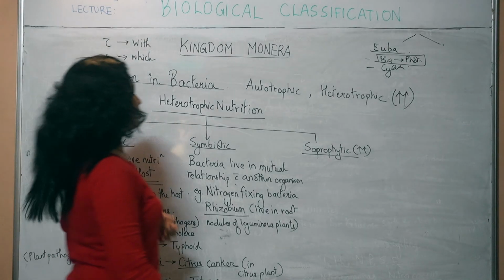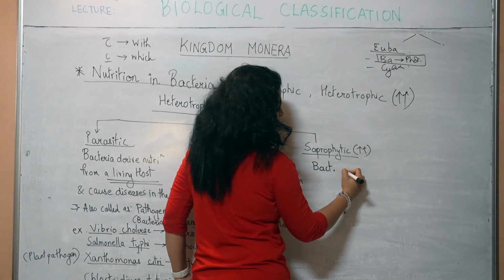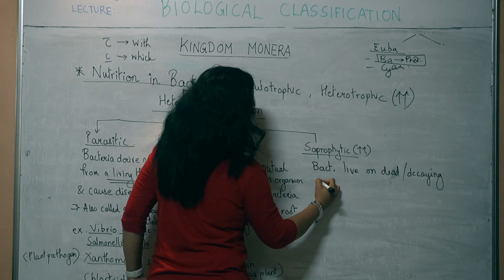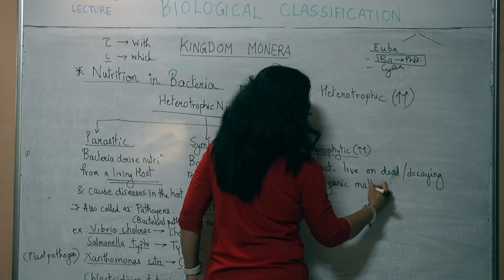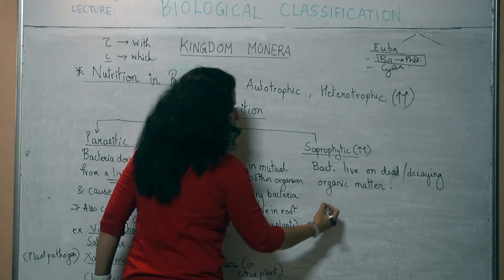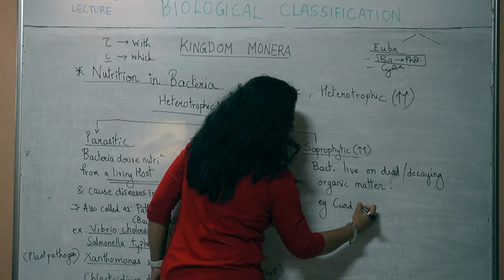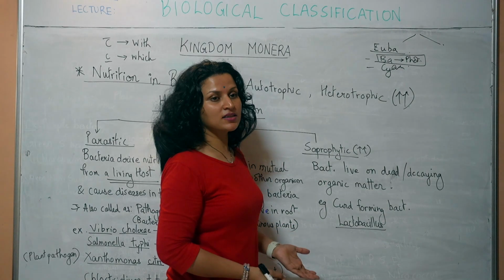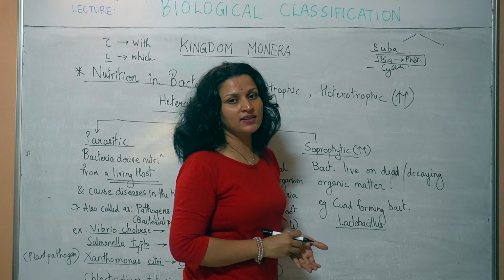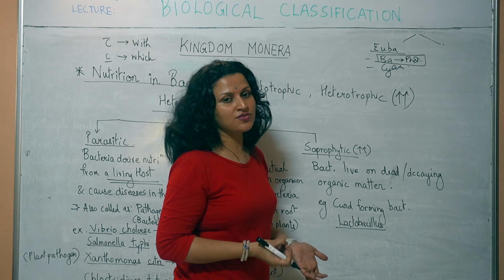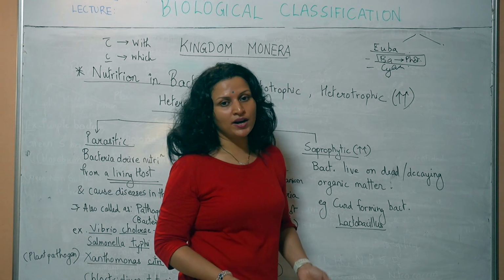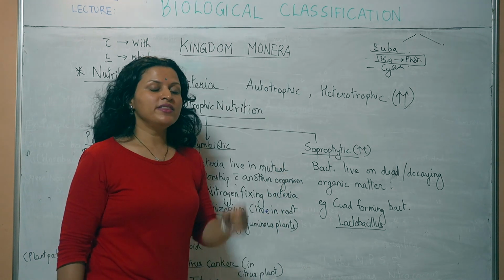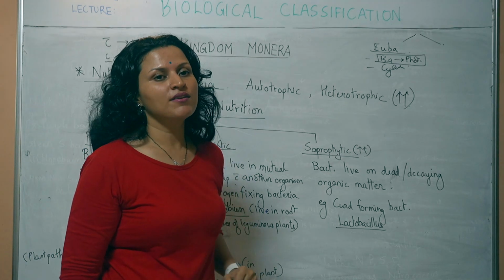Okay? Saprophytic bacteria live on dead, decaying organic matter. For example, curd forming bacteria, Lactobacillus. So what will Lactobacillus do in milk? That's its dead organic material. It will derive nutrients from it and secrete byproducts that will be involved in the formation of curd. So with that we have completed the nutrition in bacteria.